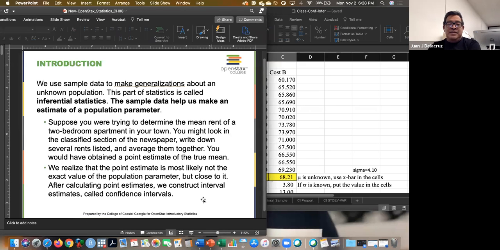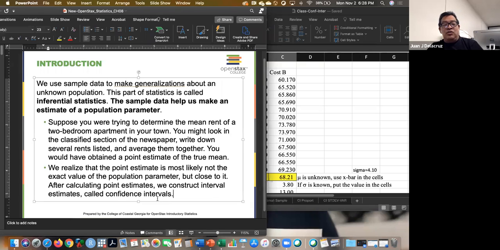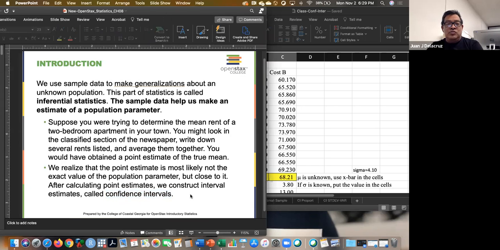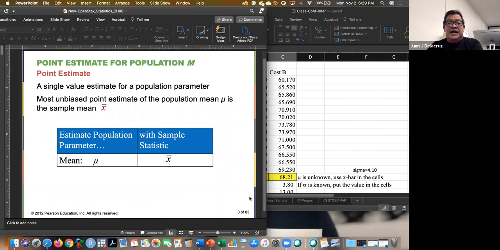So after calculating point estimates, we construct interval estimates, and they are called confidence intervals. So that's a beautiful concept. Let me explain how it works. So we have the point estimate for the population. I don't know the mean. I don't know mu. All I have is a point estimate that I can use to find the true value of mu.